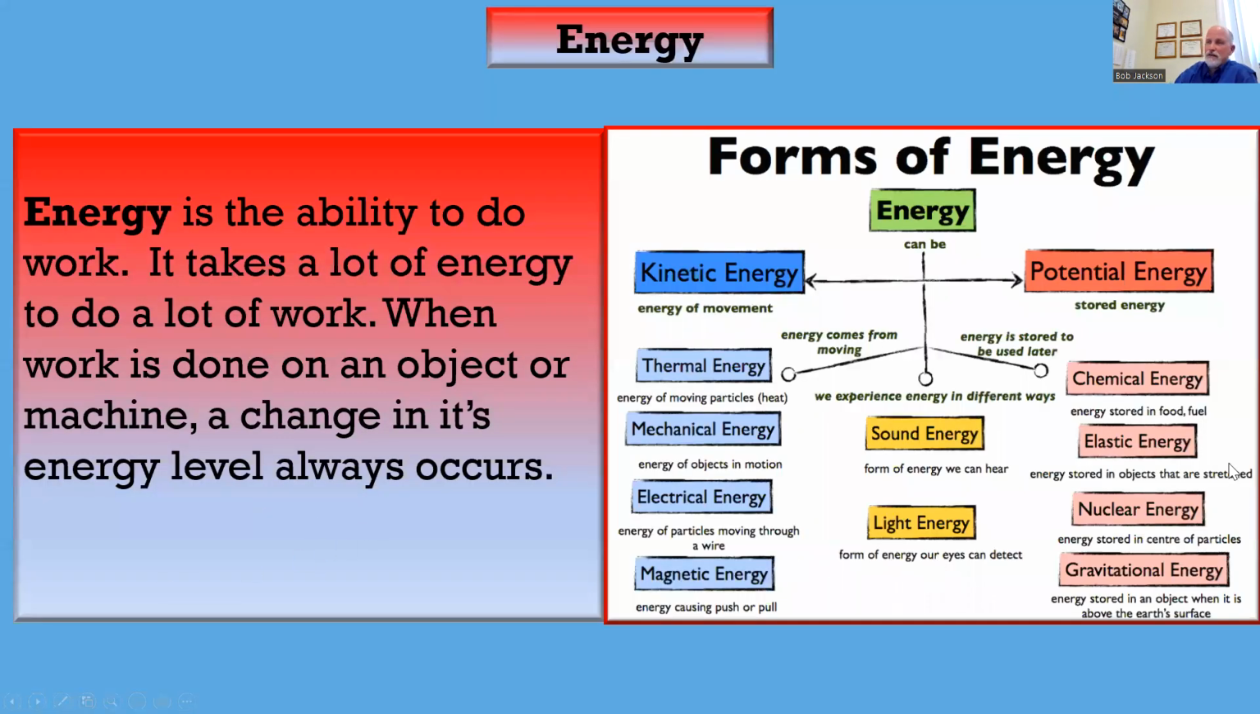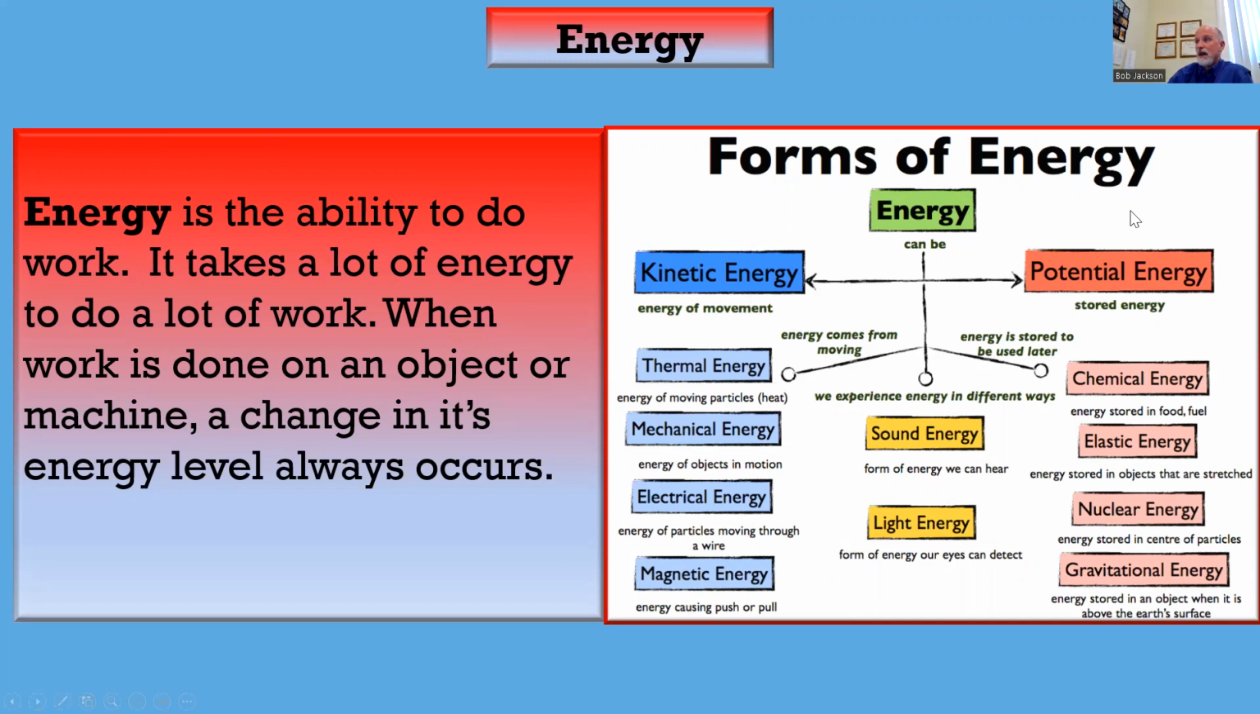Okay. Now here's energy. We want to talk about different types of energy, and that's about all the further we're going with energy: different types and forms of energy we use every day. Energy is simply the ability to do work, and it takes a lot of energy to do very much work. And energy is so important today. When work is done on an object, a change in energy occurs, a conversion of energy. You don't lose energy, you never destroy it, but it's changed.